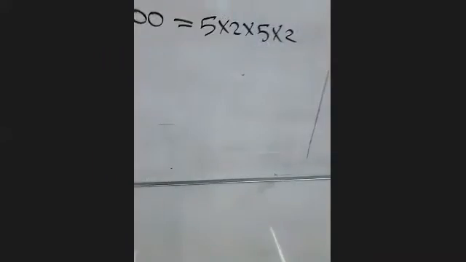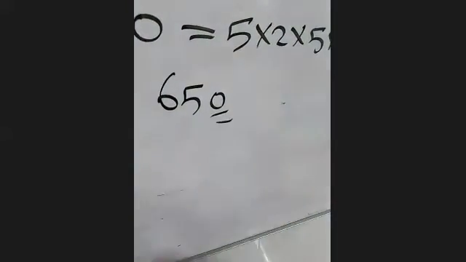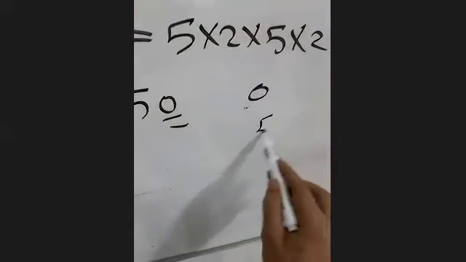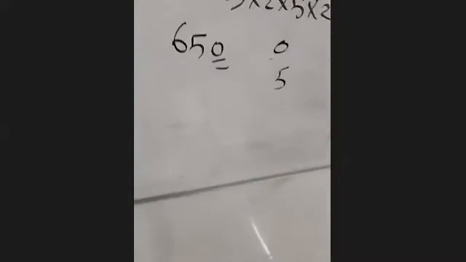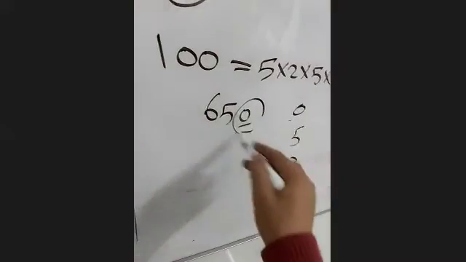Sulaiman. Mister, if the number ends with 0 or 5, we could divide it by 5? Yes, exactly. The number, for example, 650. We have 0. You can use 0 and you can use 5. And you can use 2, by the way, because the 0 is considered an even number.